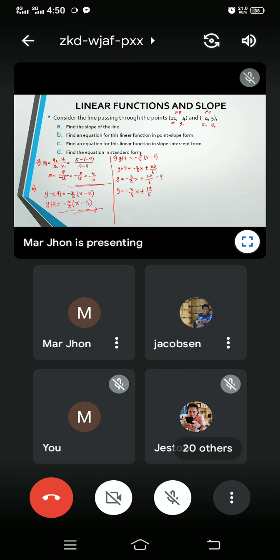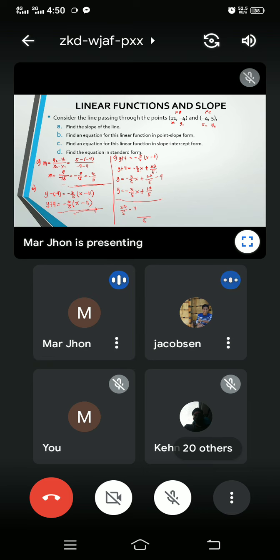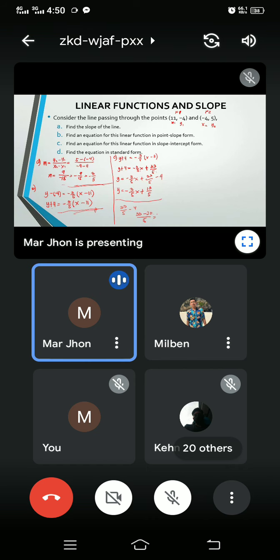Let's solve this here. So, 33 over 5 minus 4. So, we have 5 divided by 5 is 1 times the 33, minus 5 times 4, 20. So, 33 minus 20 is 13 over 5. So, correct. 13 over 5.